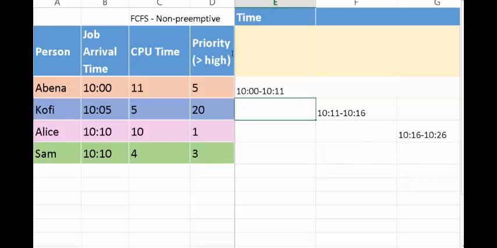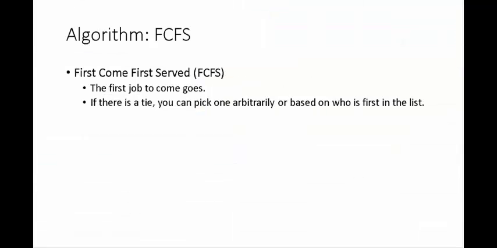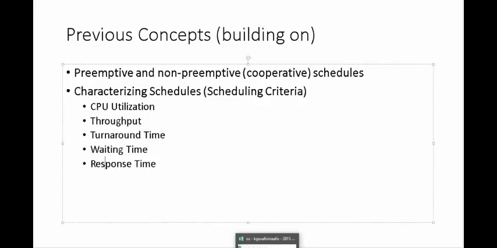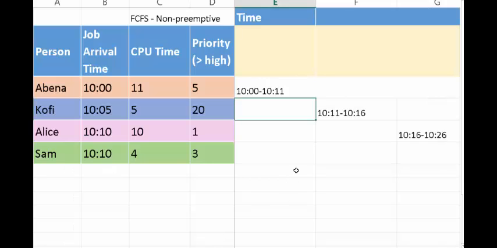So if you look at these, we'll also look at some of the criteria. So the criteria was CPU utilization, throughput, turnaround time, waiting time, response time. Usually when we say throughput, we look at a period of time and say how many were finished, right? So for example, if someone said, what's the throughput for the first 10 minutes? It's just 1. What's the throughput for 20 minutes? So from 10:00 to 10:20, I had done 2. So throughput usually depends on some period of time, right?